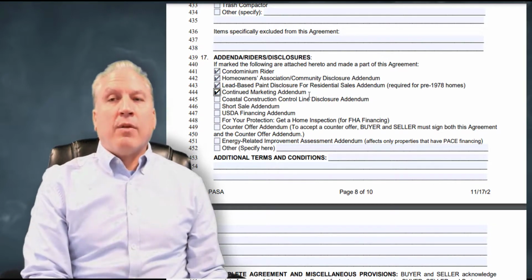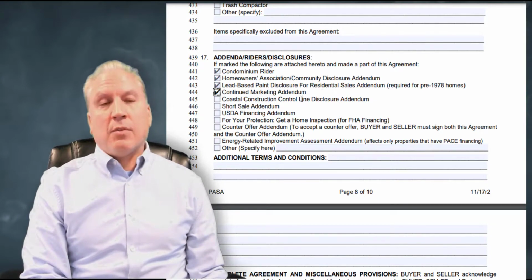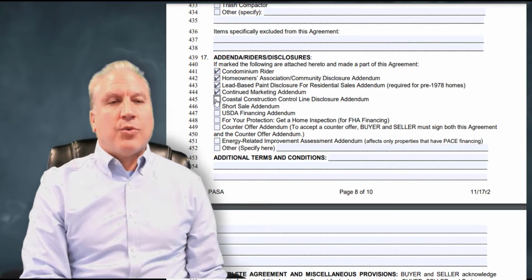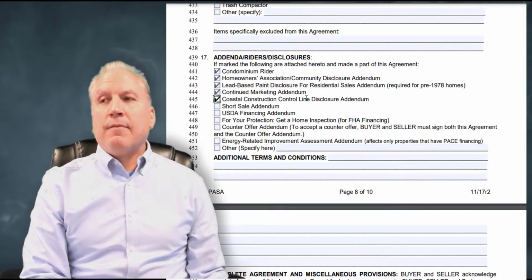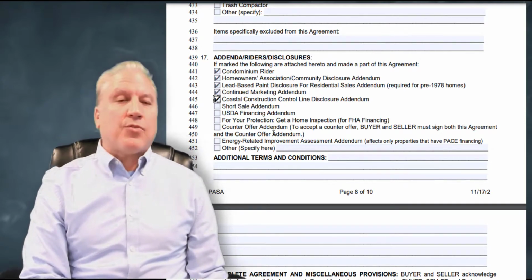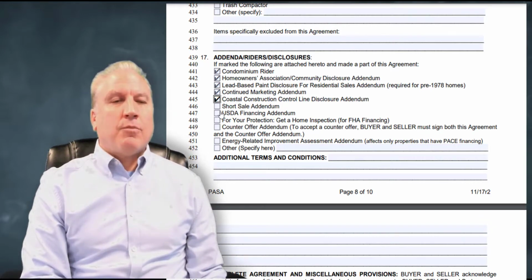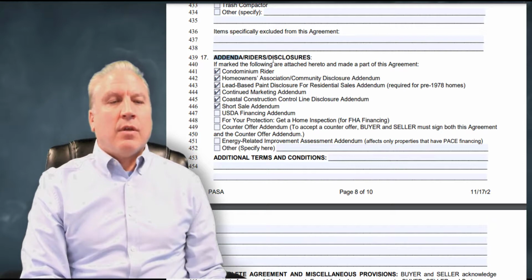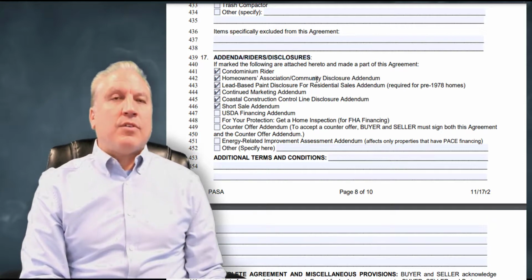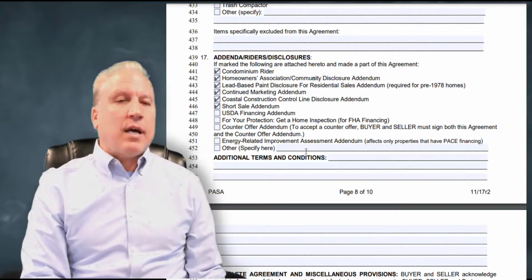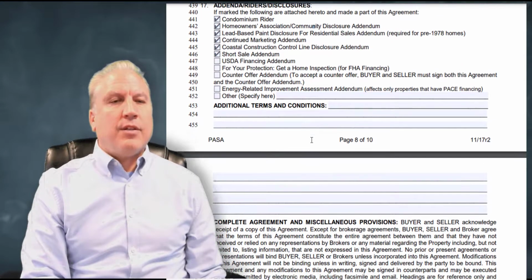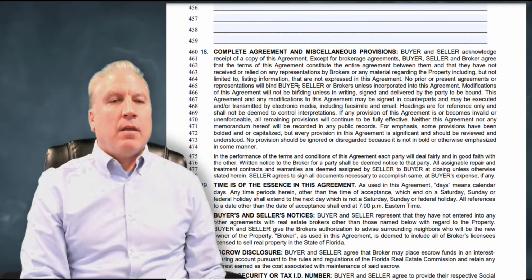So be aware that you want to know, is the house going to be shown or not? Coastal construction. Some states have areas that are protected because they're close to the coast. Short sale, that's not something that happens anymore. But bottom line is, there may be addendums. Consider those to be equally valid to the contract because you have to sign them in addition to the contract. Other than that, this is the complete agreement.